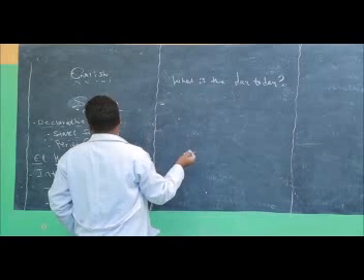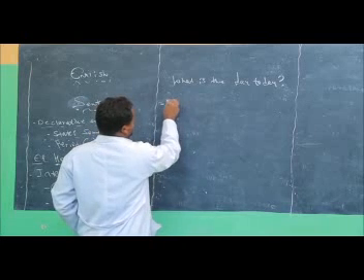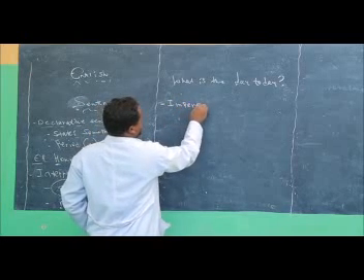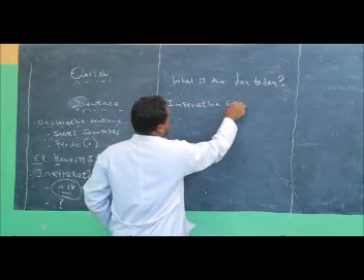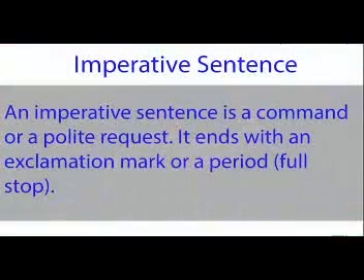The third type of sentence is imperative. Imperative sentence, it's a command or it's a request. We use full stop or period. Period is used at the end of an imperative sentence.